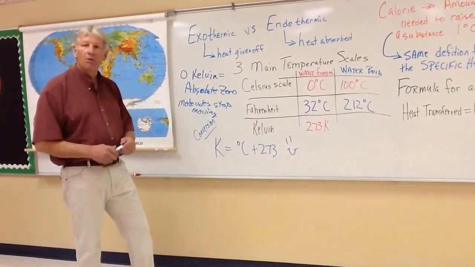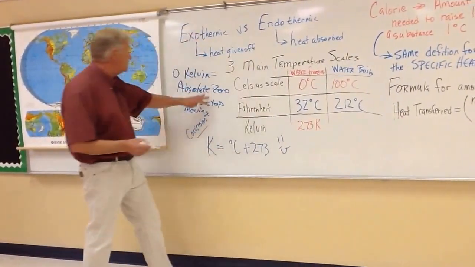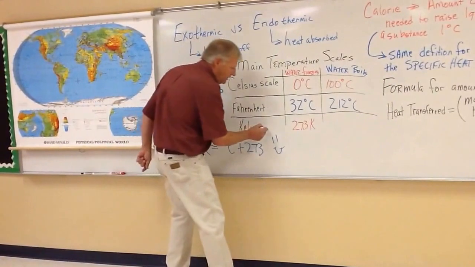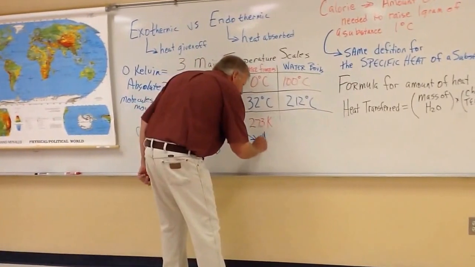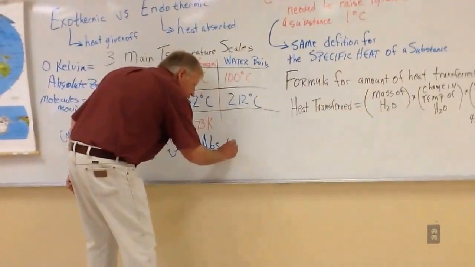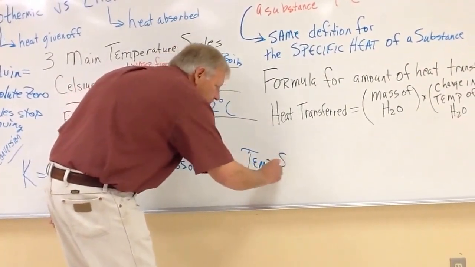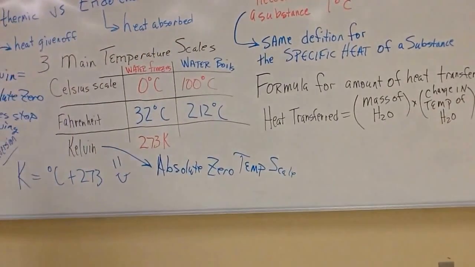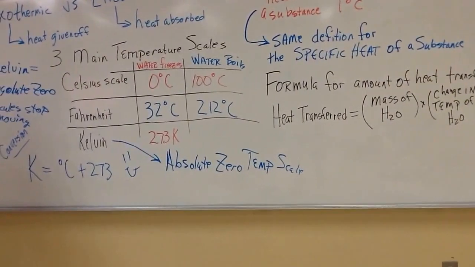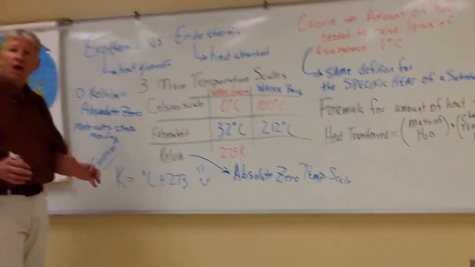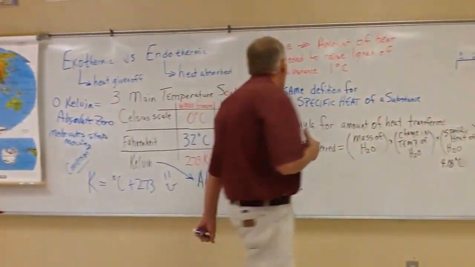Remember the Kelvin scale, but I want you to know that the Kelvin scale is also known as the absolute zero temperature scale. Remember, Kelvin is equal to absolute zero. Once again, the Kelvin scale is also known as the absolute zero temperature scale. What are we worried about with Kelvin? Molecules stop moving. Electrons stop moving. Very significant chemistry thing. So now we begin to talk about heat transfer.